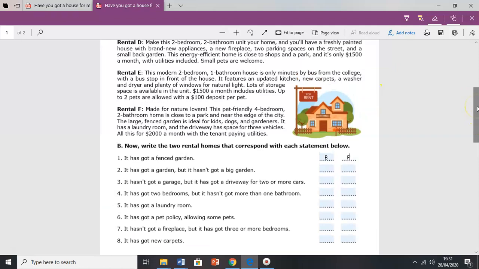So let's look at the second one. It has got a garden, but it hasn't got a big garden. So it's got a garden, okay, but it hasn't got a big one. What does that mean? It hasn't got a big garden. That means it has a small garden, doesn't it? Because the opposite of big is small. As well as looking for the opposite of big, we should think of a synonym for big. So another word which means the same as big. So for example, large, huge. Okay, but we'll stick with large.